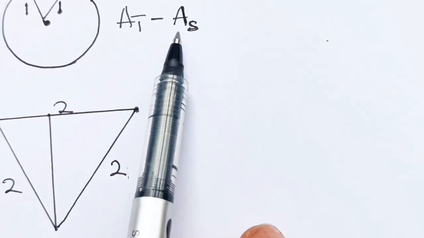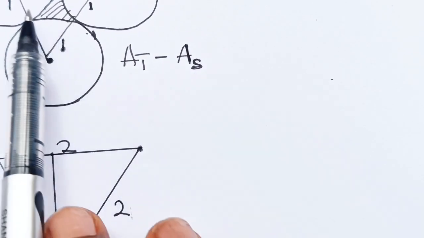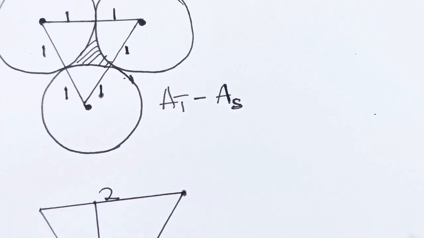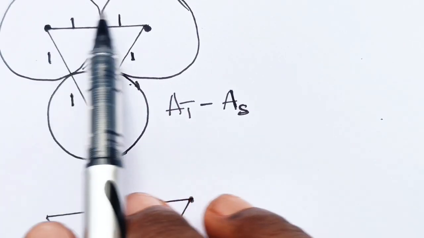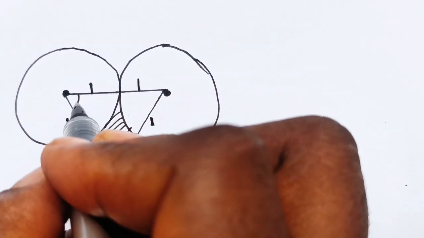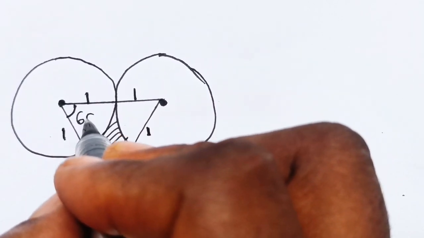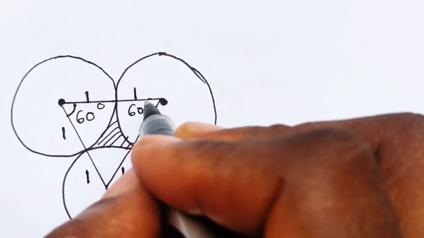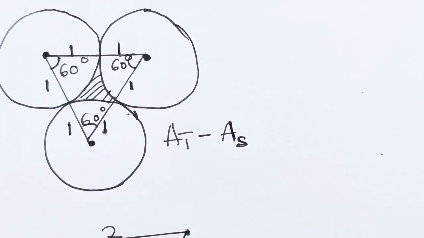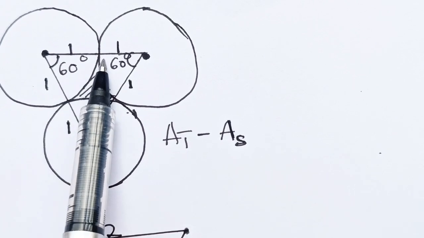Remember that we need the area of the sectors, the sum of the area of these sectors. Now first of all, remember that this is an equilateral triangle. And if this is an equilateral triangle, it simply means that each theta here is 60 degrees, right? This is 60 degrees and this is 60 degrees. So each of these sectors is a sector of angle 60 degrees.